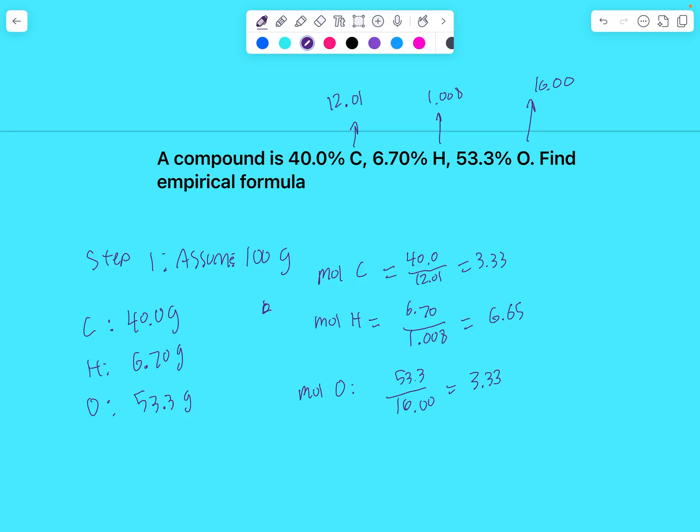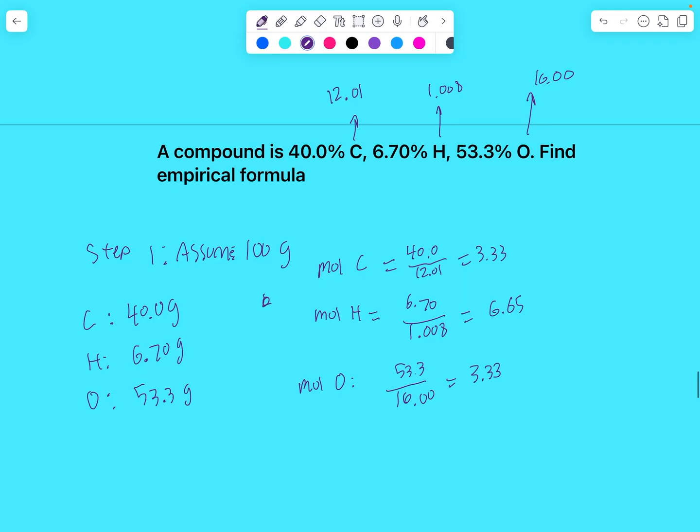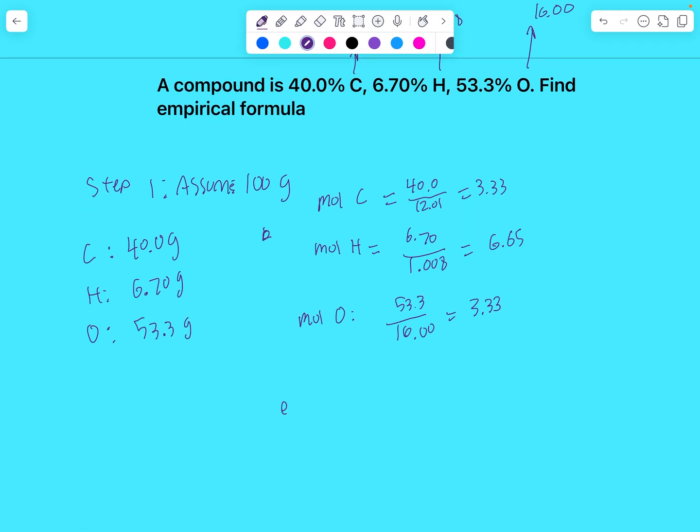So, the empirical formula is what we need to find. Empirical formula. So just keep that in mind as we're doing this. Okay. So, step 3. When you got all of the moles here, all right, you need to divide by the smallest. And the smallest is 3.33. Whether you're talking about the mole of O or the mole of C, it doesn't matter. We all acknowledge that 3.33 is the smallest. So I'm going to divide all of them by 3.33.